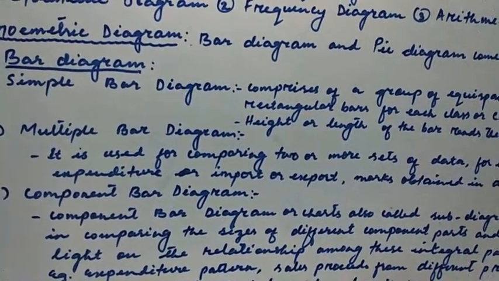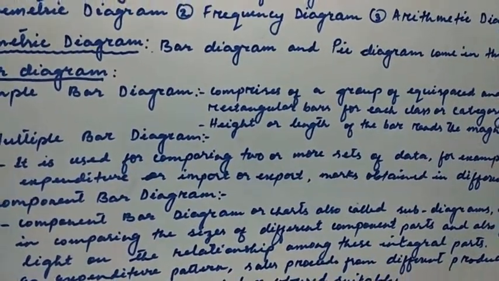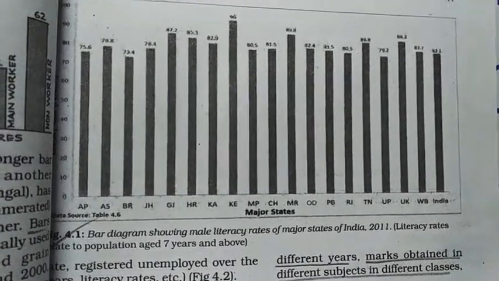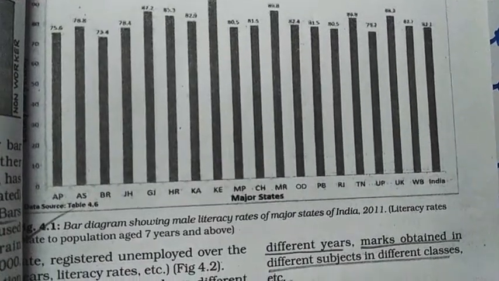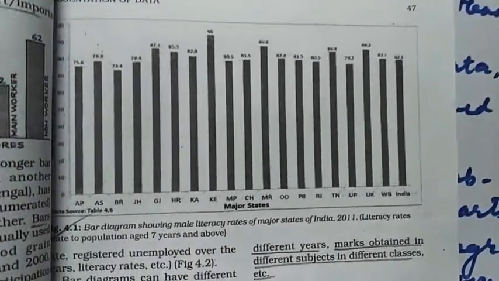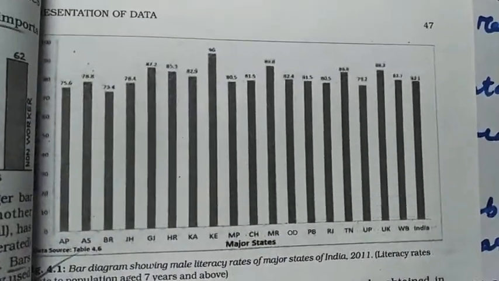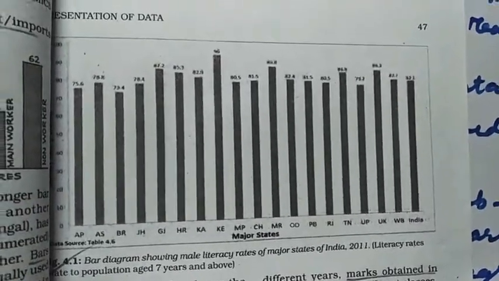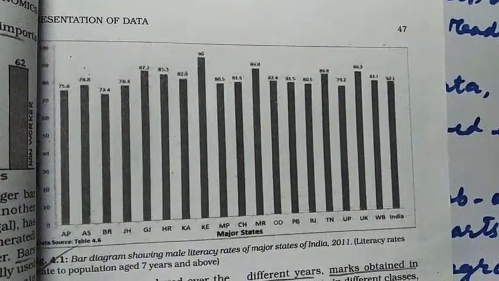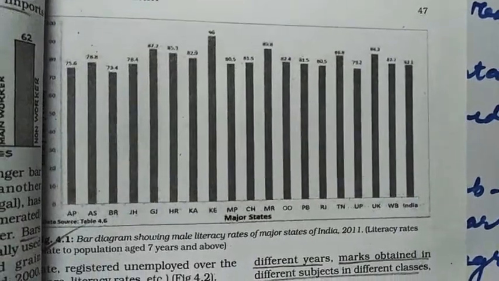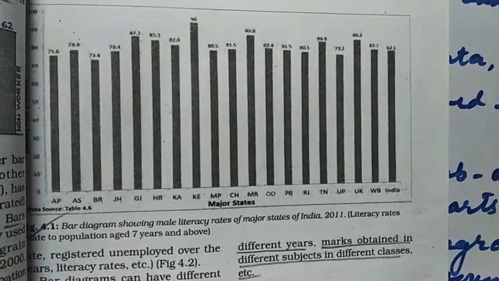I'm going to show you the figure, or the diagrammatical representation, of a bar diagram. This is the example of a simple bar diagram. In this bar diagram, we are representing the literacy rates of major states of India. Looking at this bar diagram, we are able to comprehend that Kerala state has the highest literacy rate among all the states of India. Figure 4.1 shows the bar diagram of male literacy rates of major states of India.